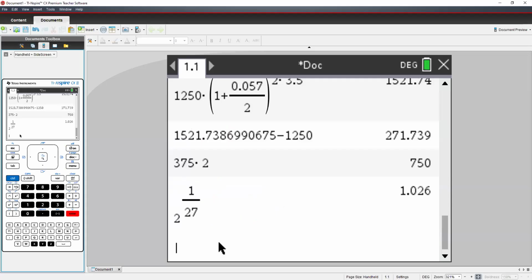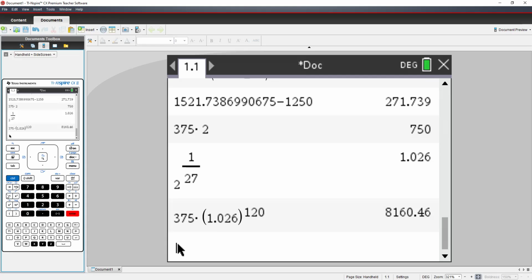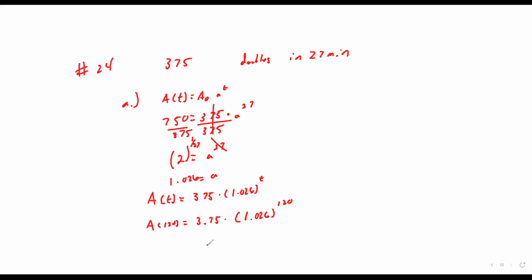So this again was number 24. So that's 375 times 1.026 raised to the 120. So there you go. So then I get the answer of 8,160 bacteria.